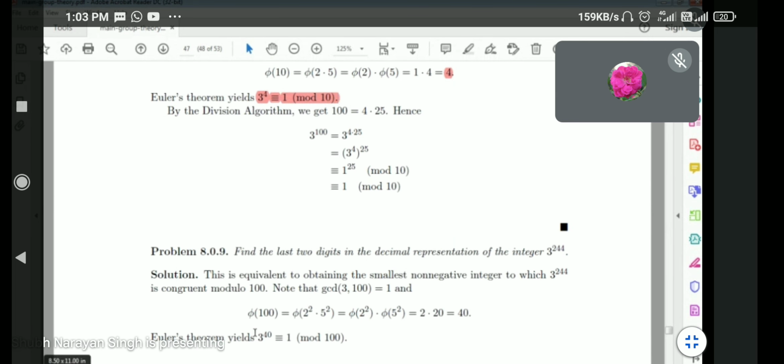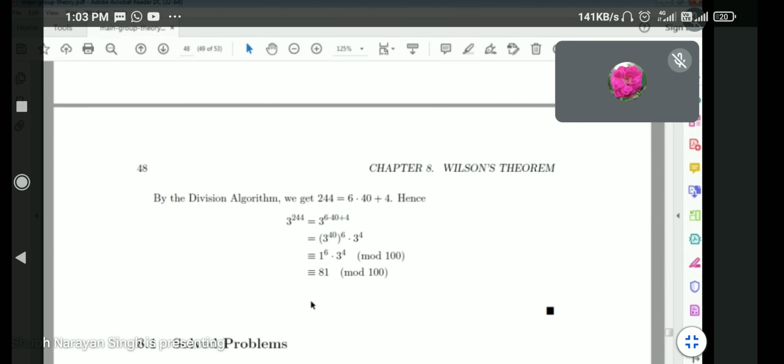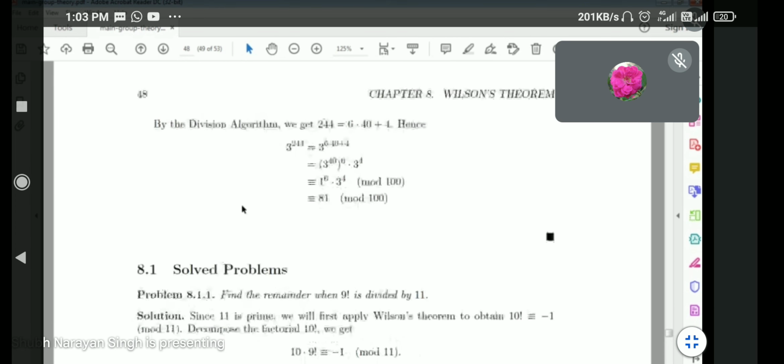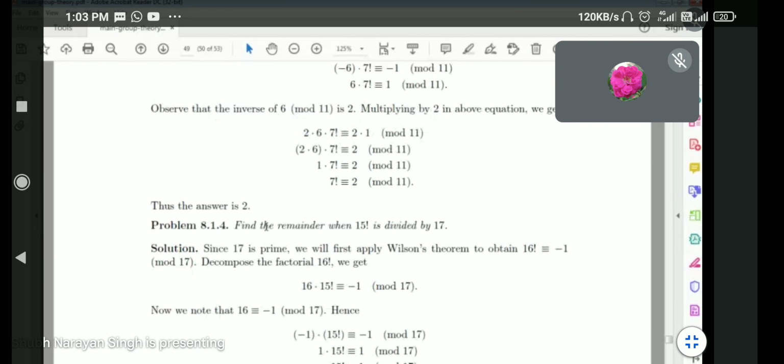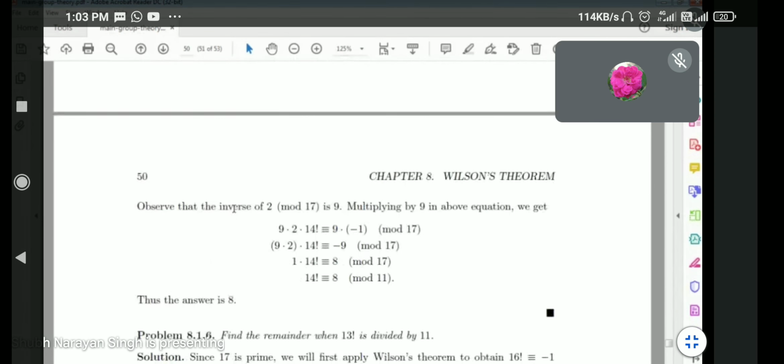Similarly, if I ask what are the last 2 digits in the decimal representation of the integer 3 power 244, I also write the solution of this question. Please read it out. I don't think there will be difficulties. This question is the same, and this problem we have already discussed in the previous lecture.